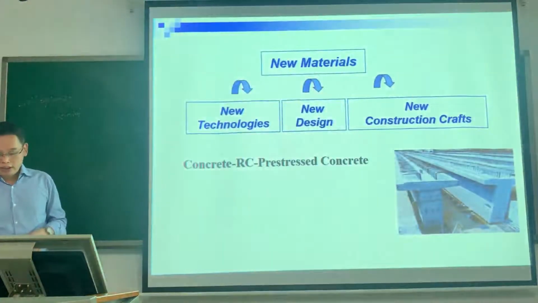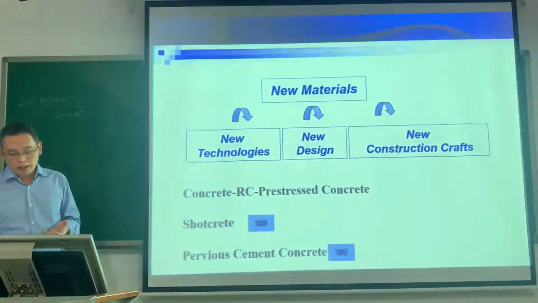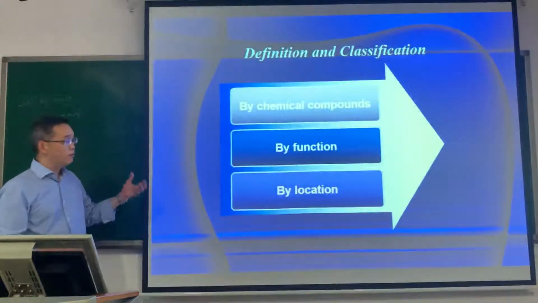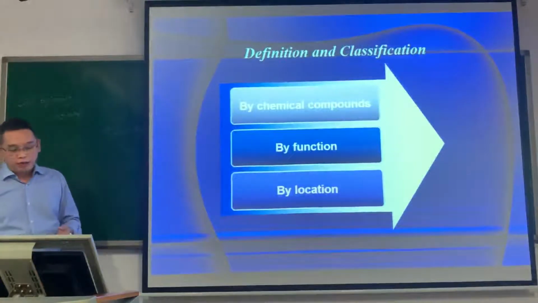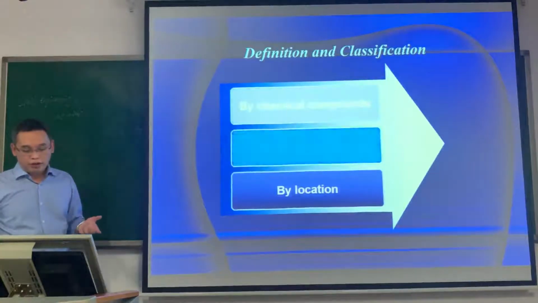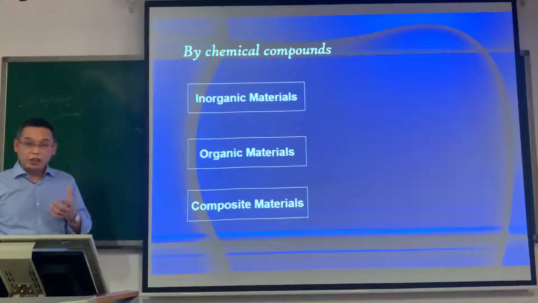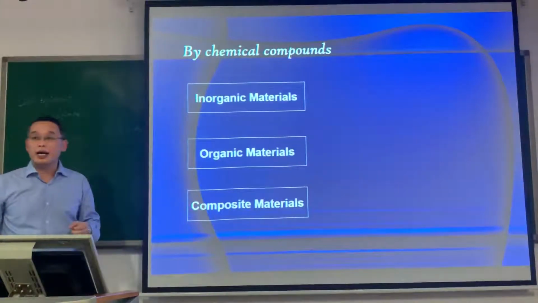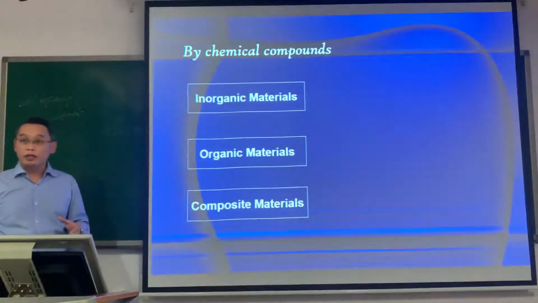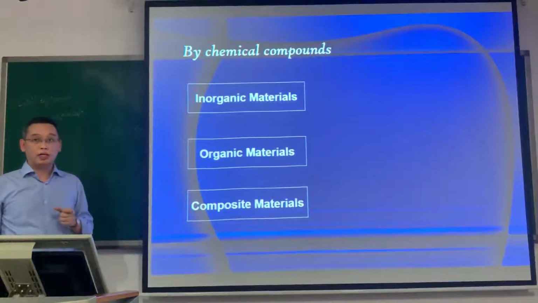So there are some new materials, new technologies for them. And for the definition and classification, we have mentioned last time. If we want to divide them by the chemical compounds, by the function, and by the location. If by the chemical compound, we can divide the materials into three types. The first one is inorganic. The second one is organic. The third one is composite.